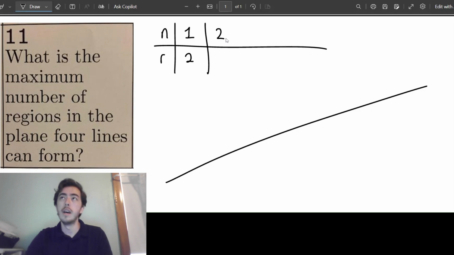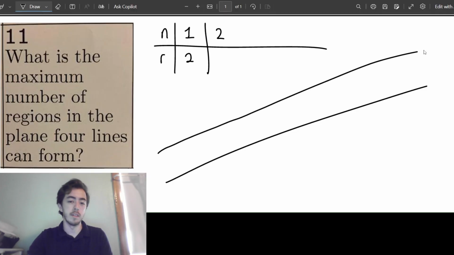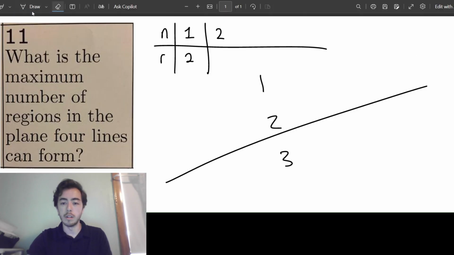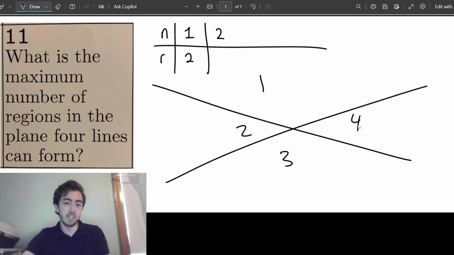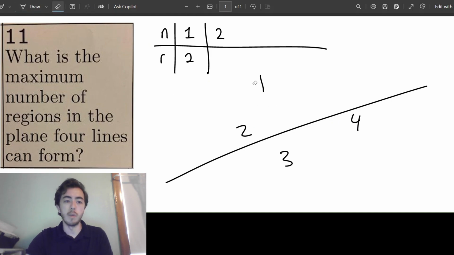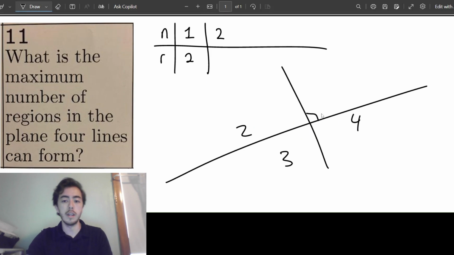Once we have 2 lines, I think we have 2 options to think about. Either we intersect the first line that we already drew, or we don't. And if we imagine what happens if we don't intersect, we're creating parallel lines here, and then we have 3 distinct regions in the plane. But of course, it's probably better to intersect our lines because then we're going to have 4 distinct regions in our plane. And I don't think it really matters whether our lines are perpendicular or not just yet, because either way, we're just going to get 4 regions.